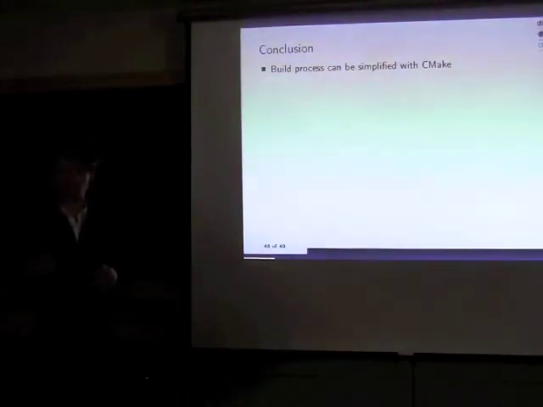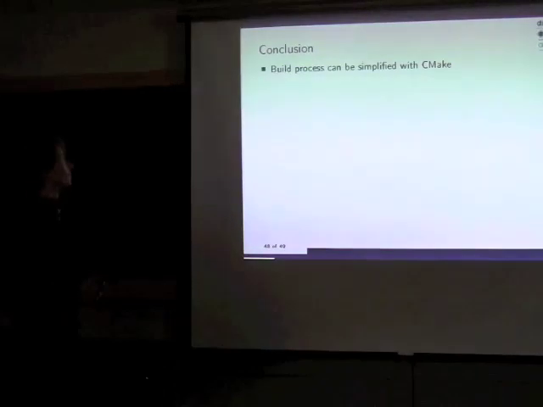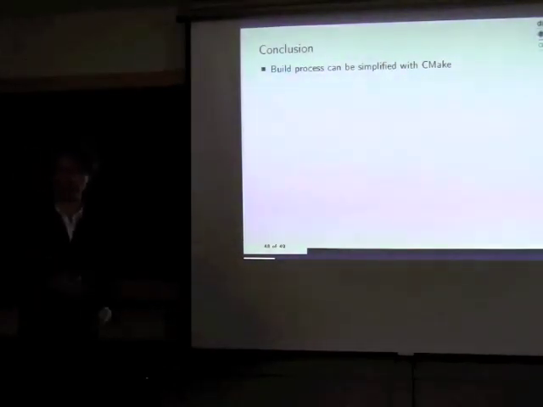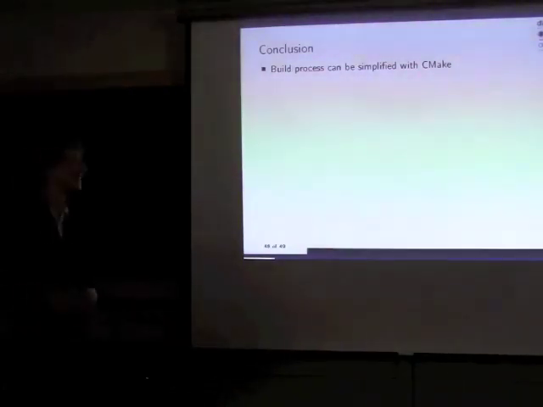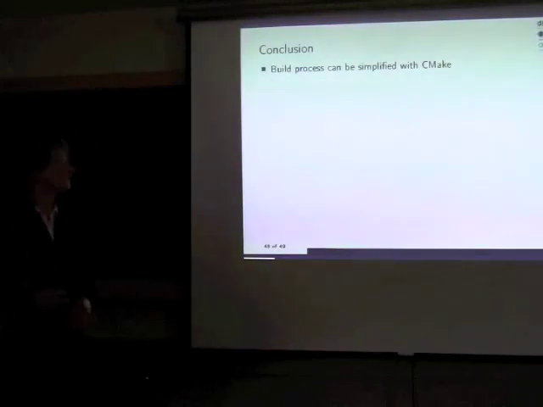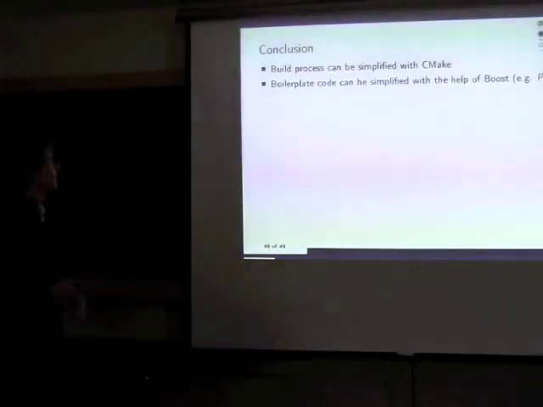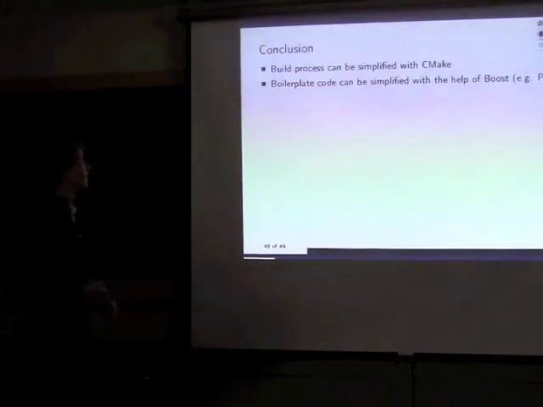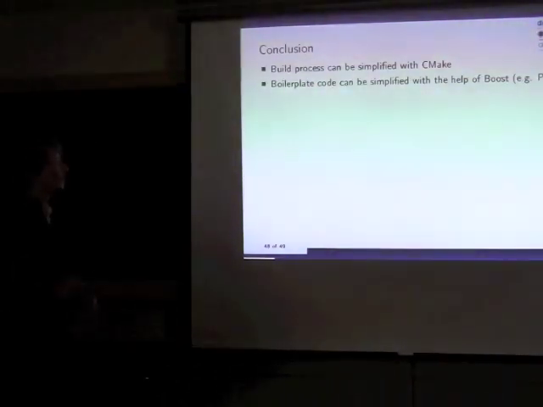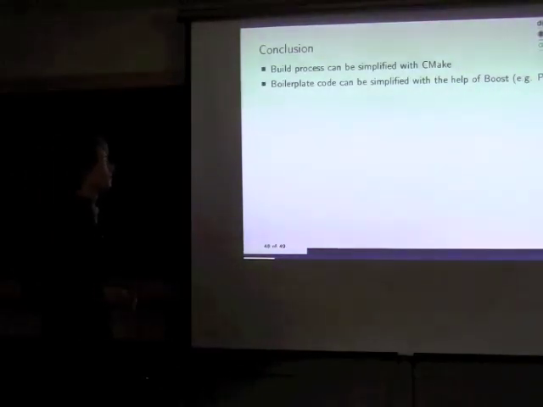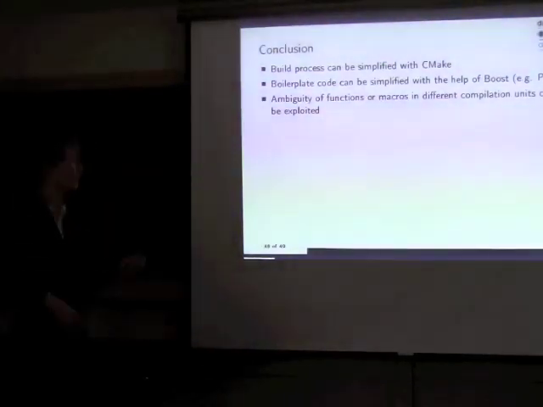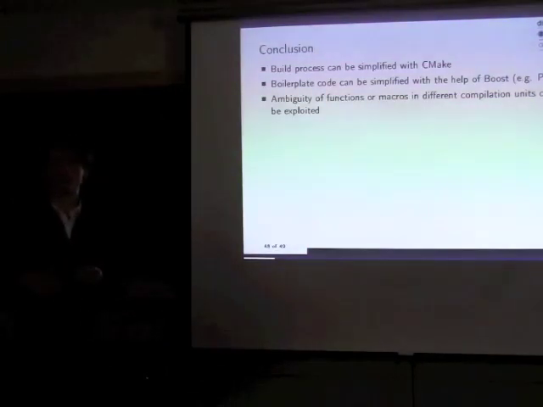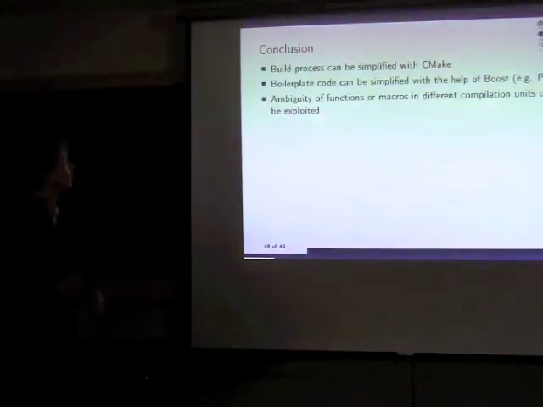Okay. So to conclude, I don't want to say recipe, but a few good suggestions if you're facing an architecture like this. Joel just said flee. Take CMake to simplify anything that has to do with building stuff. I would do that certainly. Boilerplate code can be generated with the preprocessor or whatever you want to use to make it simpler. If you have to do two compiler runs, the ambiguity of functions and markers in different compilation units can be an advantage if you know how to use it.